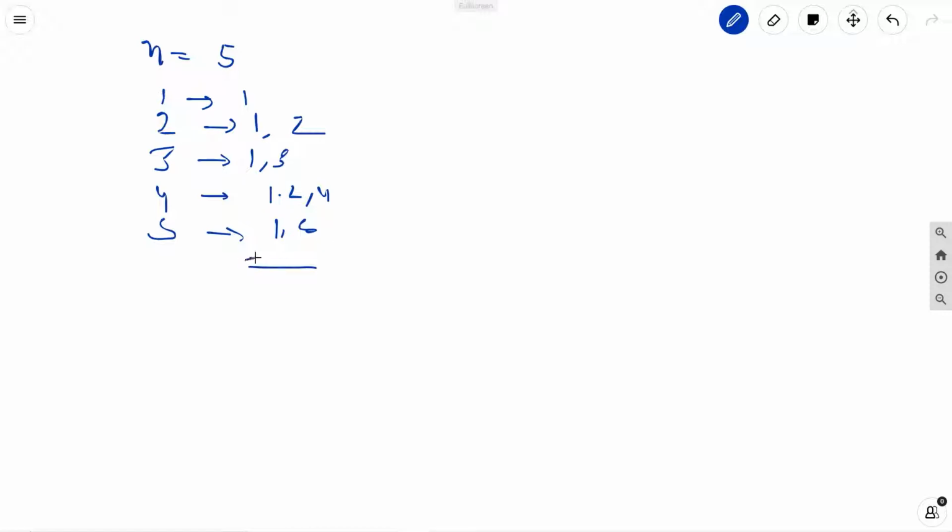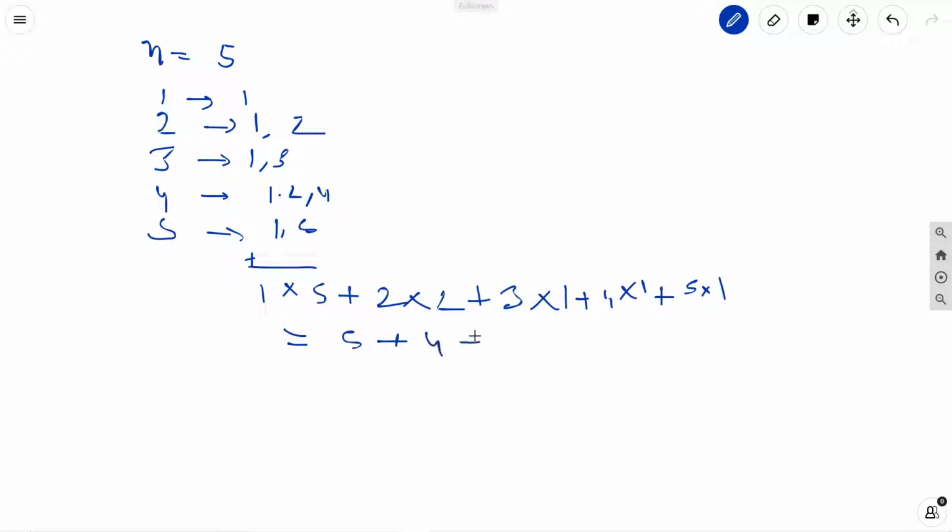Now we have to sum all of them. So 1 is coming 5 times, 2 is coming 2 times, and 3, 4, 5 are coming one time only. Now if we sum these, 5 plus 4 plus 3 plus 4 plus 5, this comes out to be 21.